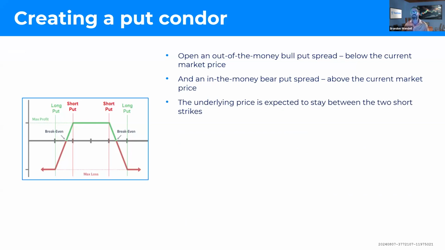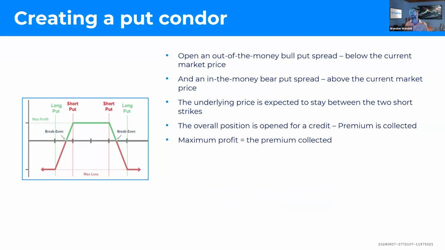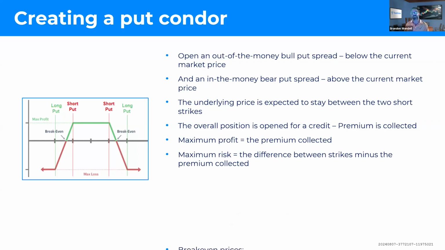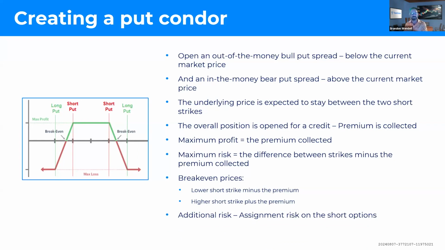All right. So underlying price, again, we're doing this because we're expecting it to stay between the two short strikes. And the overall position is open for a credit, as I mentioned before. Maximum profit is the same. Maximum risk is the same as well. It's the difference between the two strikes minus the premium collected. The break-evens are either the higher strike plus, or the lower strike they sold minus. So this is identical to what we did with the call. It's just using puts instead.